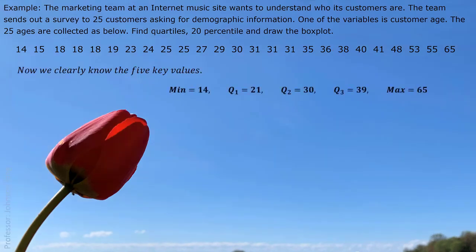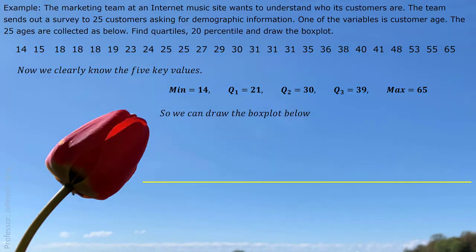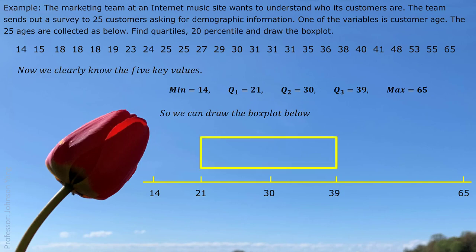Knowing the three quartiles, the minimum value and the maximum value, we have 5 key values. With these 5 key values, we can draw the box plot. We draw the line first. We mark the 5 key values on this axis. And then we draw the rectangular box from the first quartile to the third quartile. Then we mark the second quartile, or the median, inside the box.